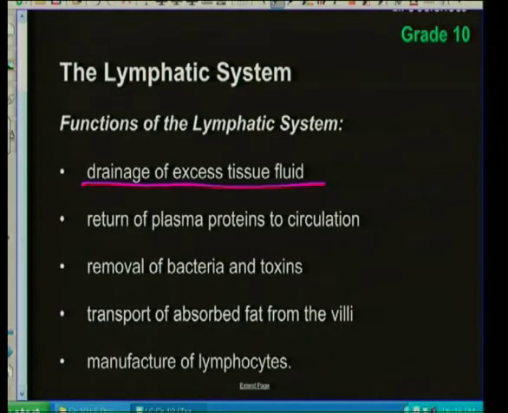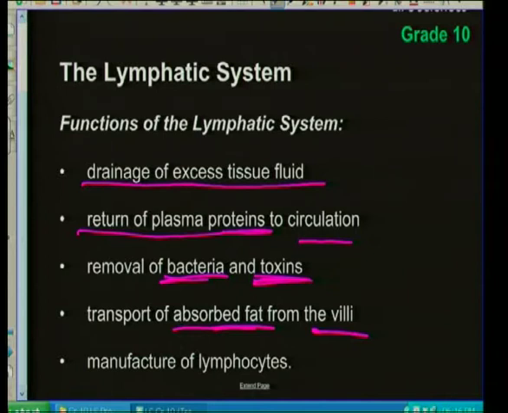The functions of the lymphatic system. Obviously, the first one we learned, drainage of excess tissue fluid, also return of plasma proteins into the circulation, removal of bacteria and toxins, any foreign particles, transport of absorbed fat from the villus, and the manufacture of lymphocytes, which also help in the defense of the body.